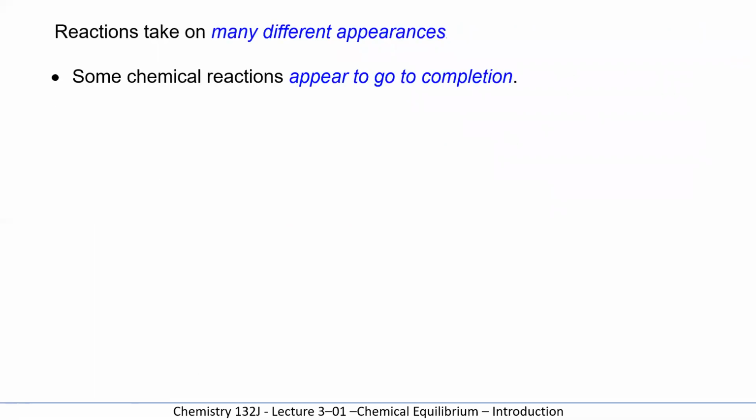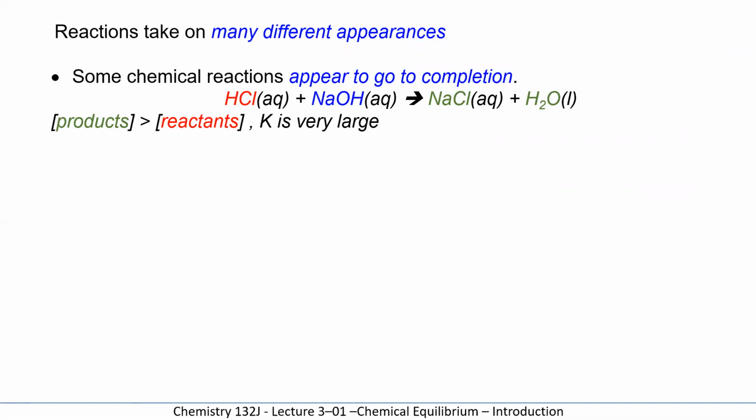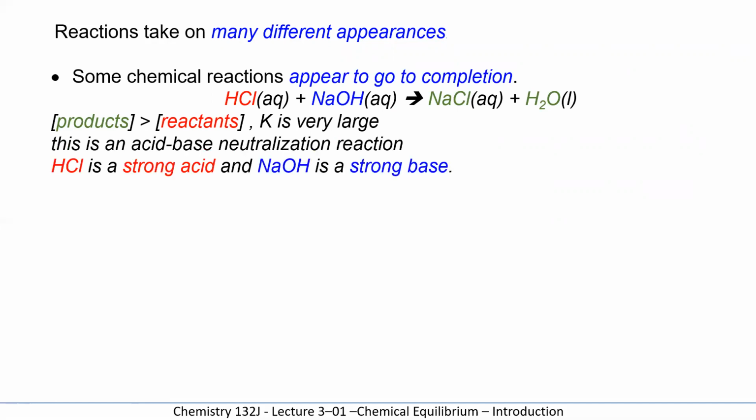So reactions take on many different appearances. Some chemical reactions appear to go to completion. For instance, the example we've cited before is an acid-base. We have a strong acid and strong base, and they combine to make salt and water. And the quantity of products is much greater than the quantity of reactants. So the K value will be very, very large. This is an acid-base neutralization, as I've said.